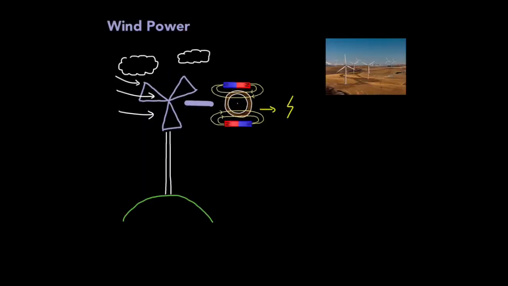Wind power's the next one. Many people complain that they're a source of visual pollution, though personally I don't think they look that bad. This is probably the simplest chain of events you need to remember. Wind drives the turbine, which drives the generator, which produces electricity.